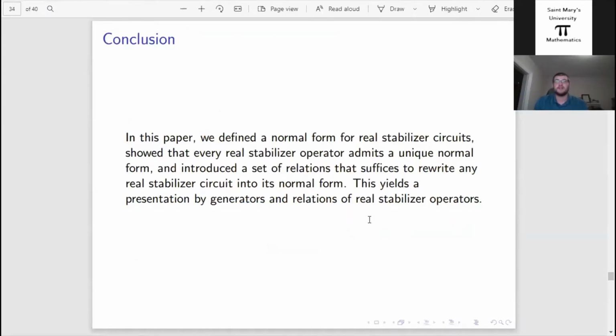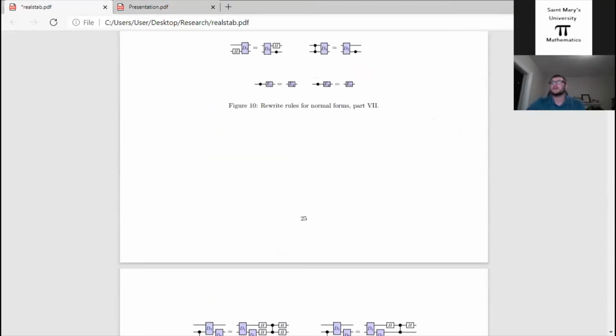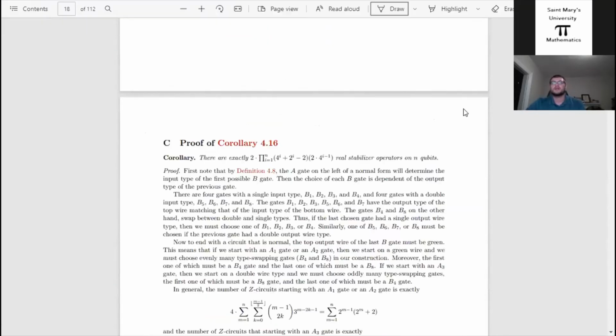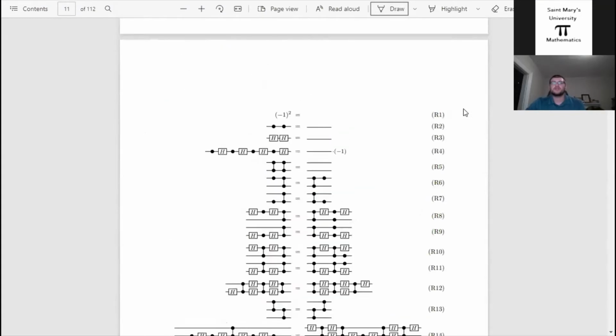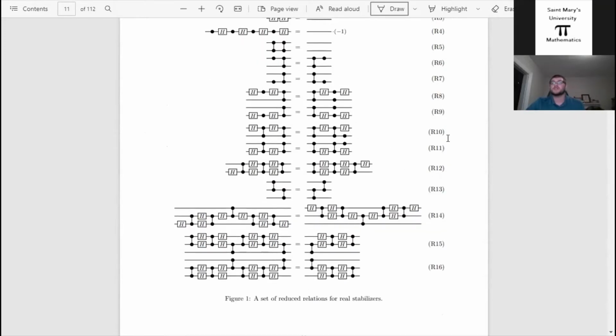Yes, and in total, I guess this means that we've defined a normal form for real stabilizer circuits, and we've shown that every stabilizer operator admits a unique normal form. And we've introduced this set of relations that suffices to have this rewrite system that we talked about. And this itself yields a presentation by generators and relations of the real stabilizer operators. But furthermore, we trimmed it to the nice compact set that you see at the end of this paper, right? That the real stabilizer operators can be described by the basic generating set and these 16 relations that we describe here.